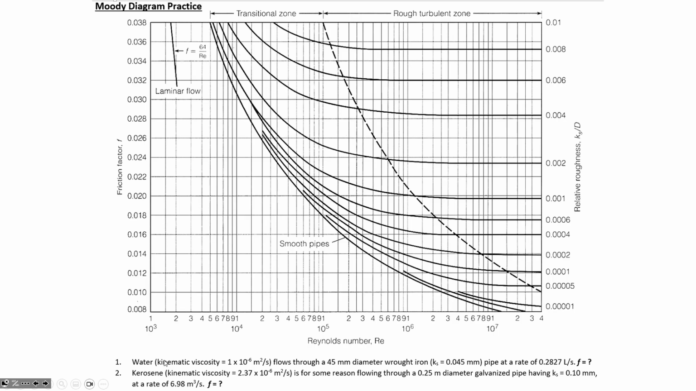We're going to calculate the F value for two cases. One is with water. So I've given you the kinematic viscosity of water flowing through a 45 millimeter diameter wrought iron pipe at this flow rate that's given. Determine the F value. And then the other one is kerosene. Different diameter pipe, giving you the case of S values. We may not have time to get through both of them, but I think we definitely will have time to get through the first of them. Find out what F value applies for water flowing through this pipe, and we need to get some practice using the Moody diagram.